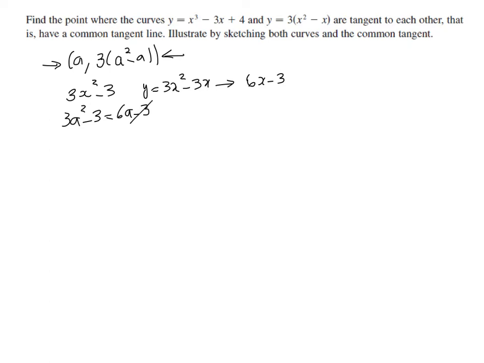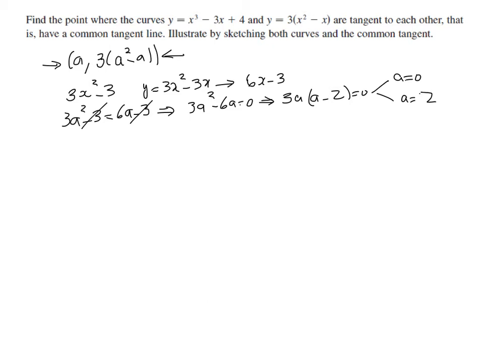If I solve this one, negative 3 goes with negative 3, I get 3a squared minus 6a is equal to 0. So from here I get 3a times (a minus 2) is equal to 0. So a has to be equal to either 0 or 2.